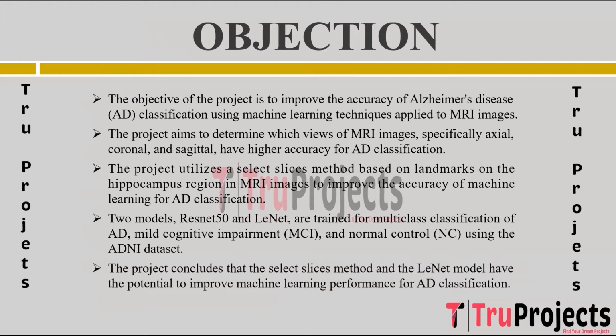The project's findings suggest that the Select Slices method, particularly when coupled with the VNet model, exhibits promising potential in improving machine learning performance for AD classification. Through the evaluation and comparison of various approaches and models, the project concludes that focusing on specific regions and leveraging suitable neural network architectures lead to more accurate and reliable classification of Alzheimer's disease from MRI scans.